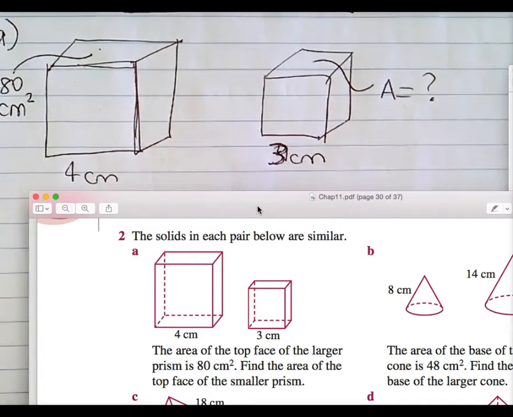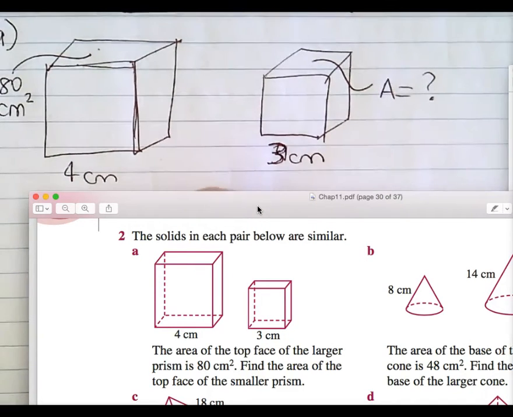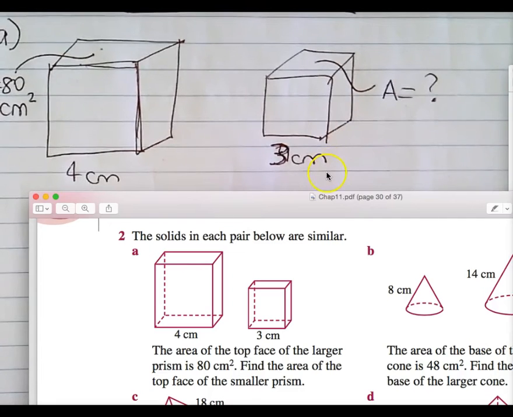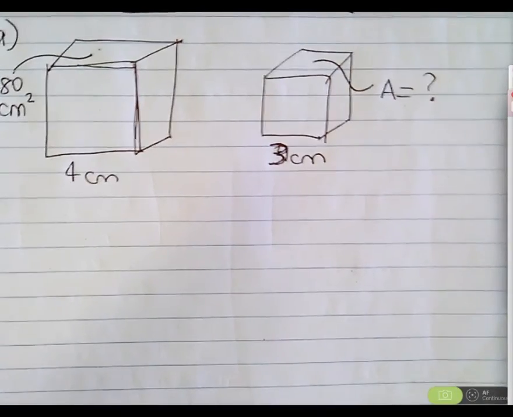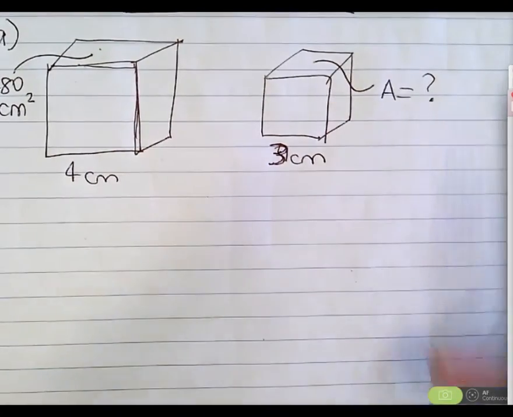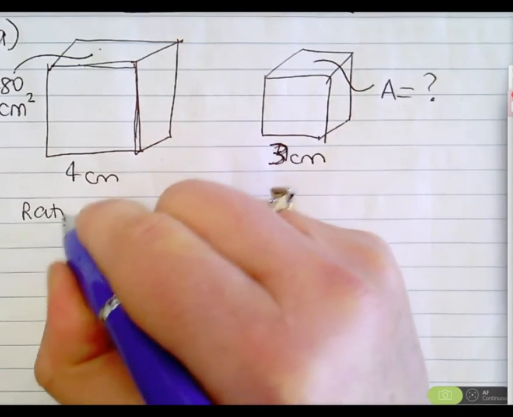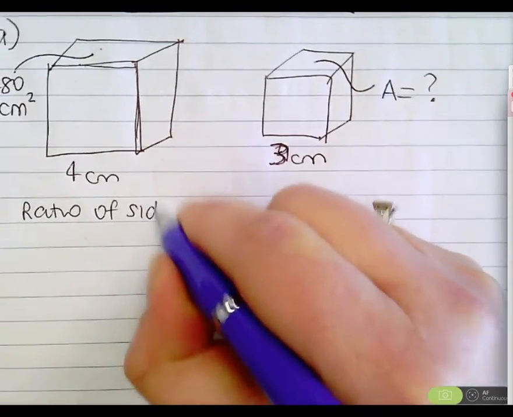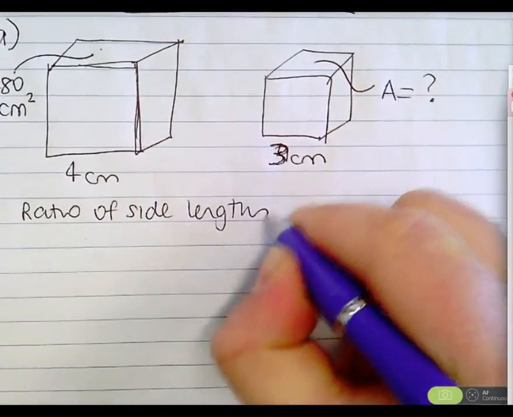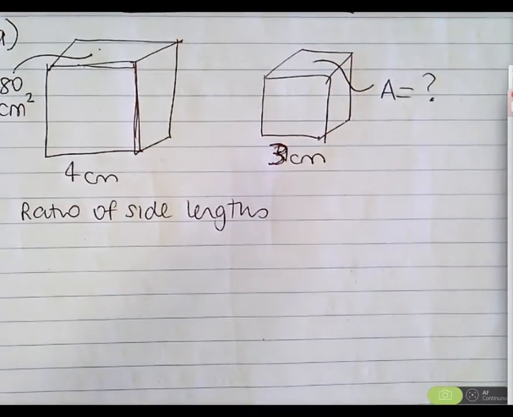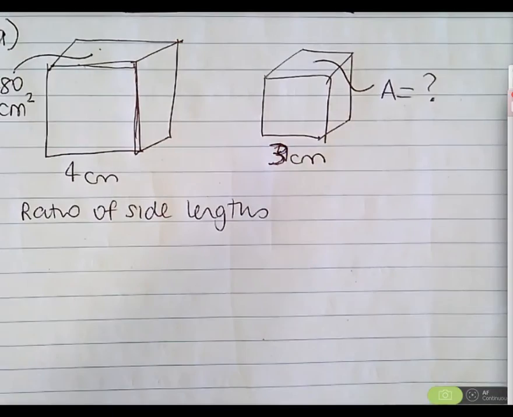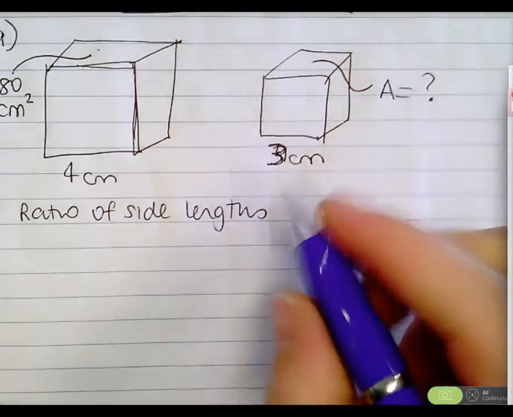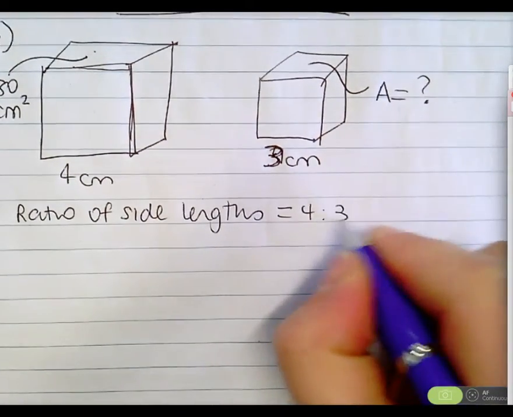We know ratio of side length. So how are you going to start this question off? Okay, that's what I'd start with. You have to find the area of the top face. So you start with the ratio of side length. So girls, they want the area of the smaller one. Can we stop, girls? Just make sure your answer for the smaller one is smaller than 80. Does that make sense? All right, ratio of the side lengths is 4:3.